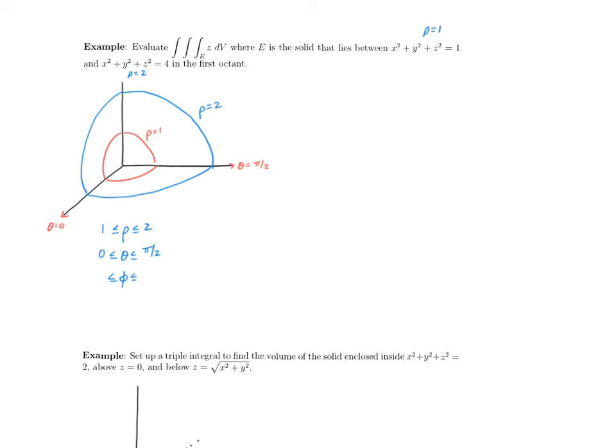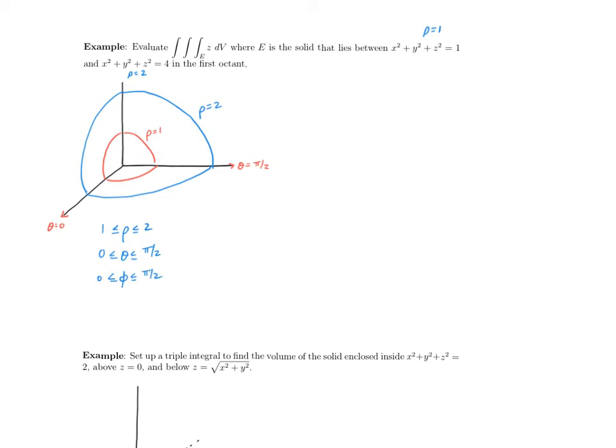The phi is a bit different. It measures this angle coming down from the positive z-axis. You can be phi equals 0 and you can rotate all the way down to that xy plane, which would be phi equals pi over 2.